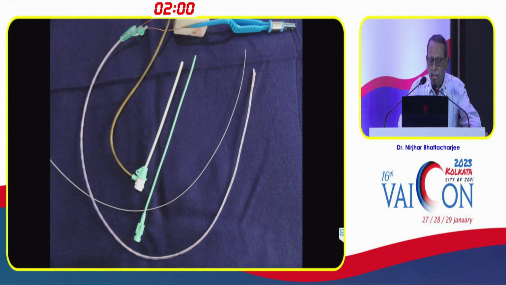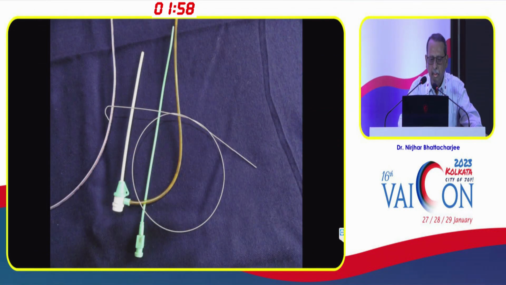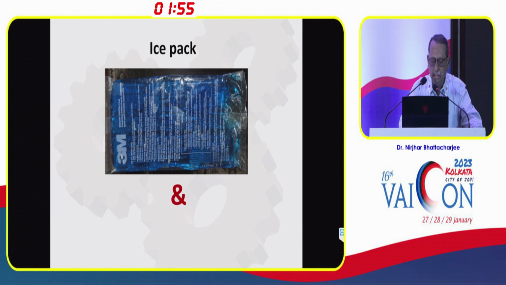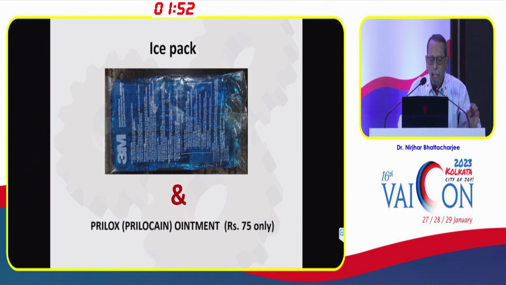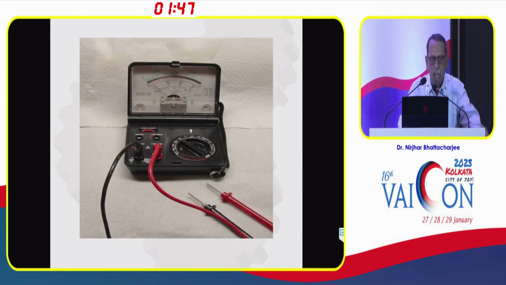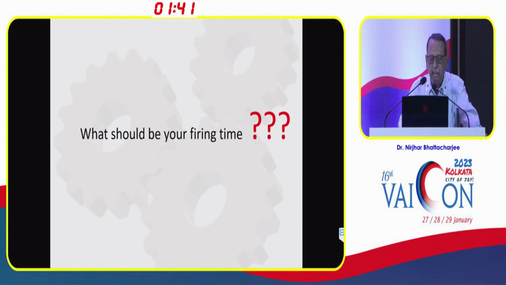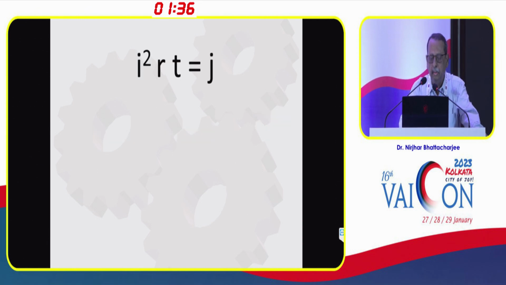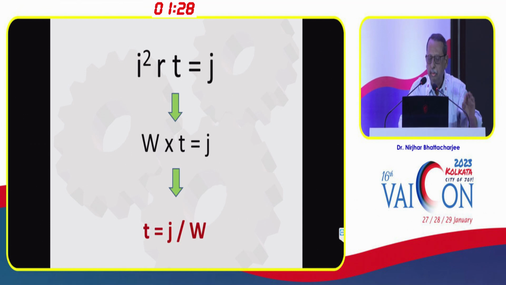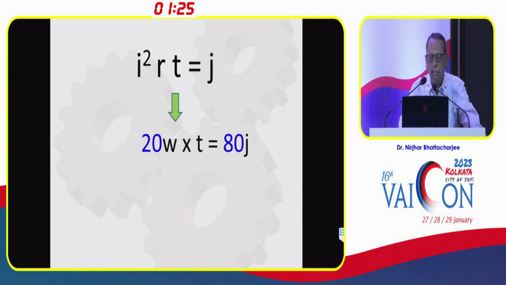Then, these common things, and an ice pack and prilocaine ointment as a local anesthetic agent. Complicated mathematical calculation manually, so you need an ohmmeter there, a calculator, because the difficult part is what should be the firing time. See, the childhood formula: I squared R T is equal to J. So, watt into time is equal to J. That is, time is equal to J by the watt. Now, we have to fix it at 20 watts. We have done it there.